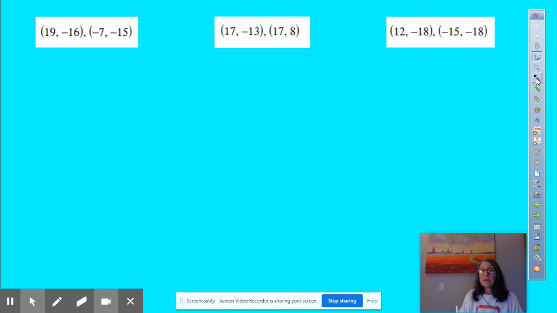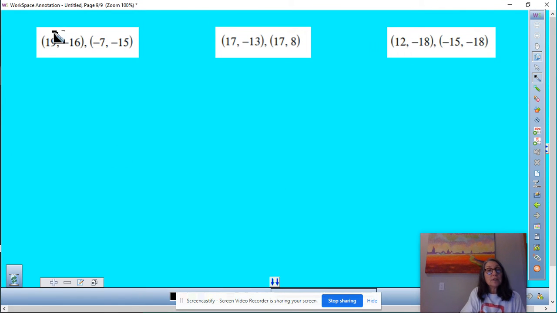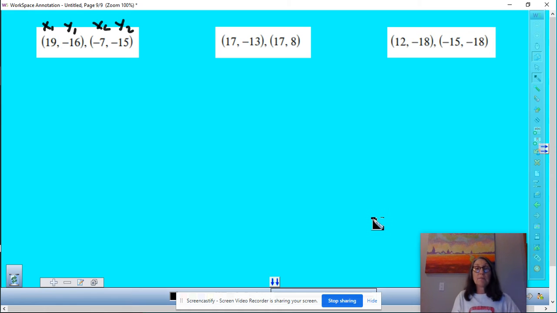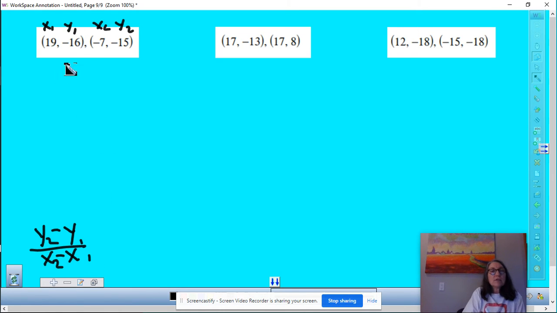Let's do some practice here. All right, so I know I have x1, y1, x2, y2. And by the way, it makes zero difference as to which point you call point 1 and which point you call point 2. It makes no difference. I just chose arbitrarily. Remember, my formula is the change in the y's over the change in the x's. 2, 1, 2, 1.